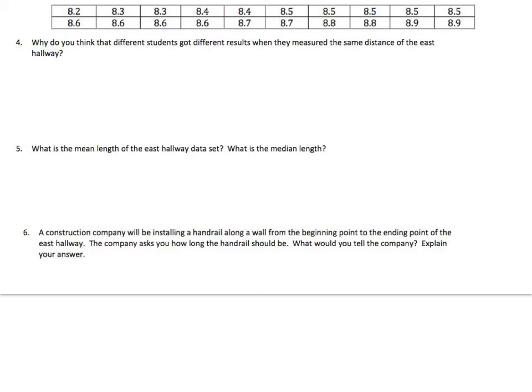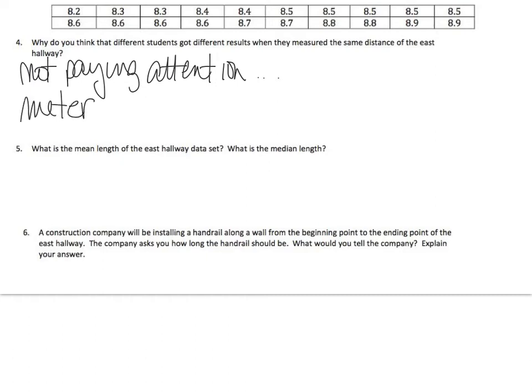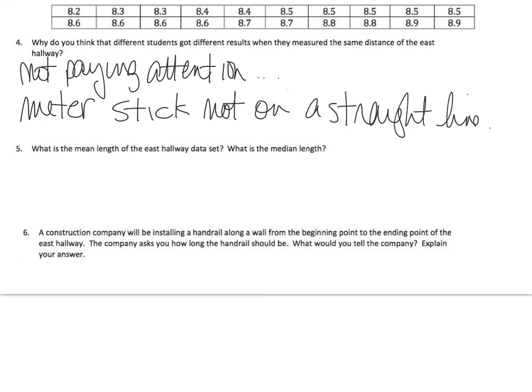Why do you think that different students got different results when they measured the same distance of the east hallway? I don't know, because they're being silly. They weren't paying attention. They didn't take the project seriously. Let's see, maybe the meter stick wasn't straight. They had to use the same meter stick one after another, lay it down, move it, measure again. Maybe they didn't go in a straight line. What else? I can't think of anything else.